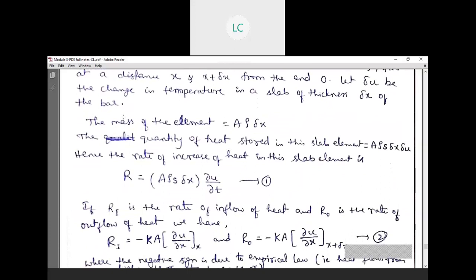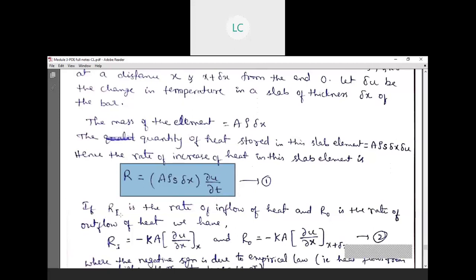The mass of the element, this is the standard value, A rho delta x. The quantity of heat stored in this slab element is A rho s delta x delta U. Hence the rate of increase of heat in this slab element is A rho s delta x into dou U by dou t. Call this equation 1.